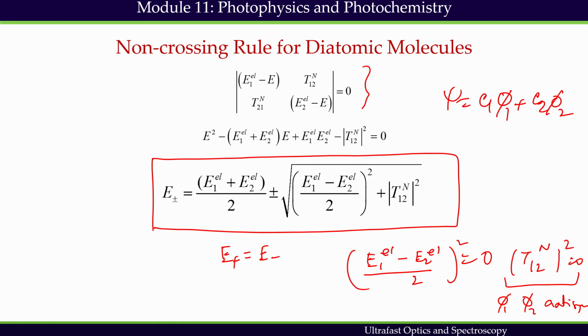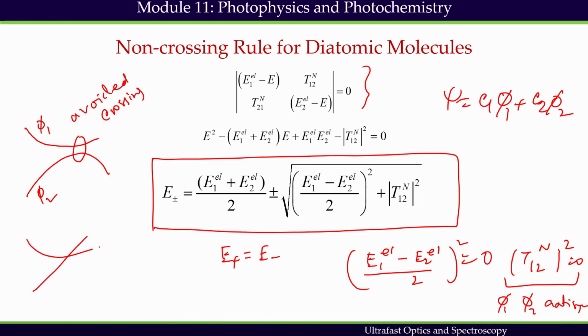Otherwise, they will not fulfill. So what happens for a diatomic molecule is that only two potential energy surfaces may approach each other, and then they may not cross. This is called avoided crossing. This occurs when phi 1 and phi 2 symmetries are the same. But if their symmetries are not the same, then they can cross each other. And if they are crossing each other, then this crossing point is called a conical intersection.